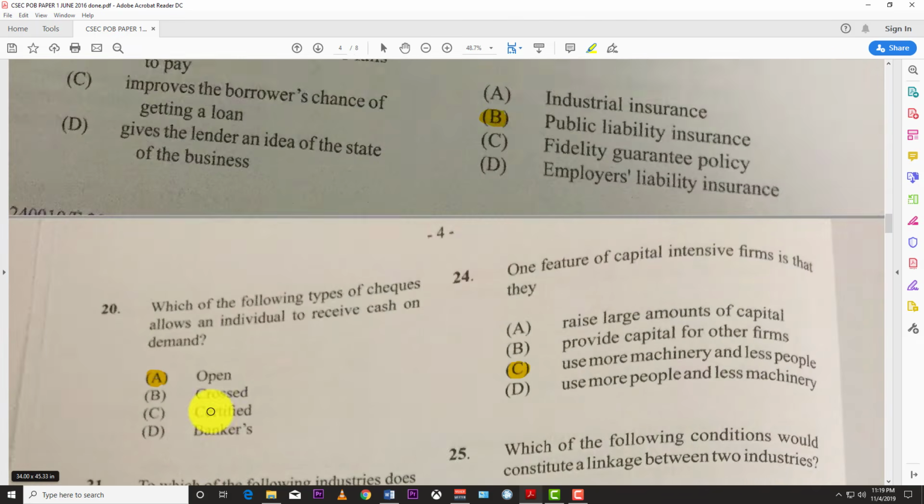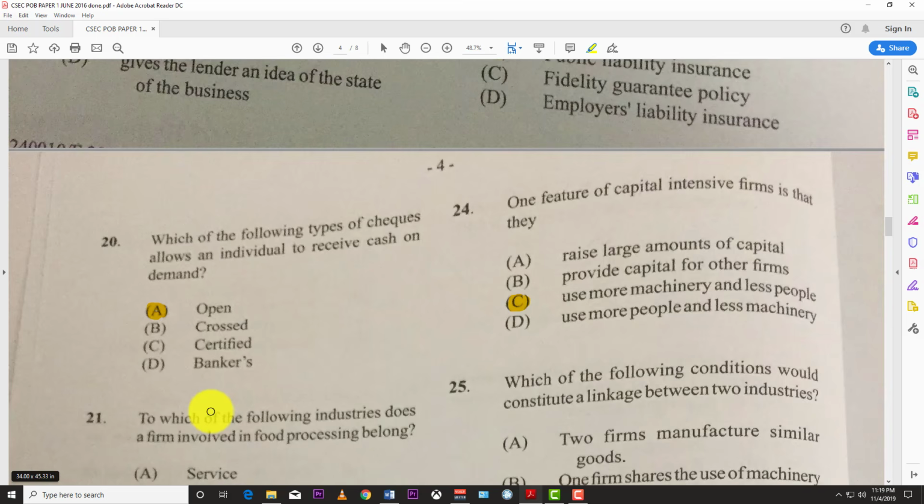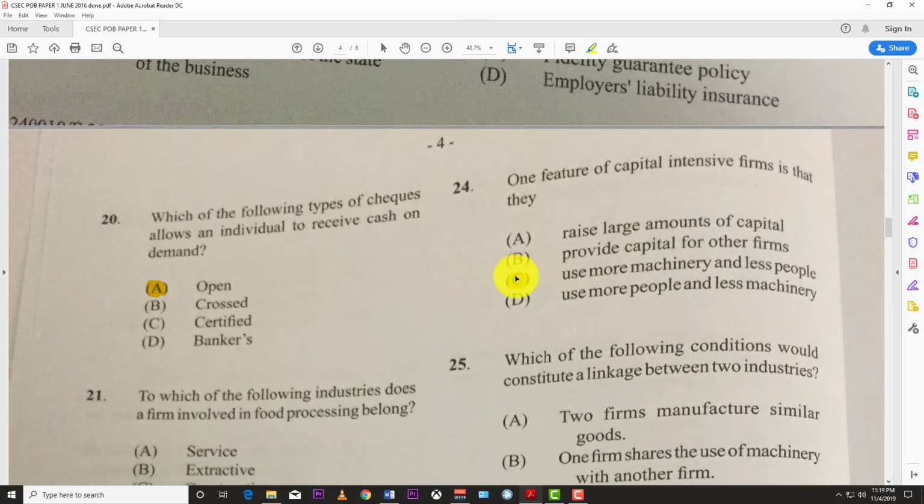24. One feature of capital-intensive firms is that, and the best answer here is C, they use more machinery and less people. That's the definition of capital-intensive. They use more machinery and less people.